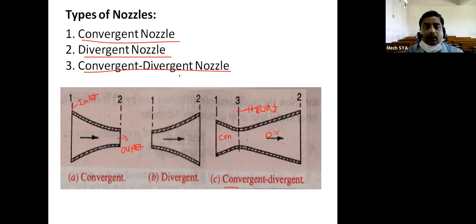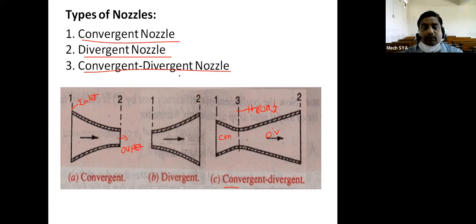Write down where convergent nozzles are used: when back pressure is greater than or equal to the critical pressure ratio, then convergent nozzles are used. Divergent: when back pressure is less than the critical pressure ratio, then divergent nozzles are used.